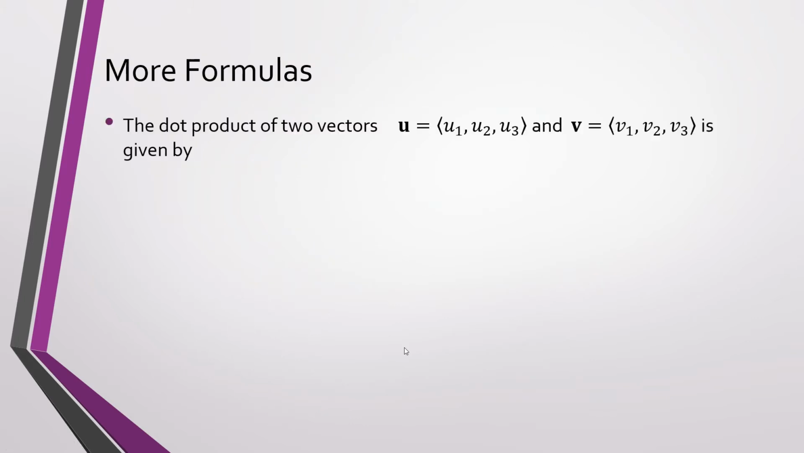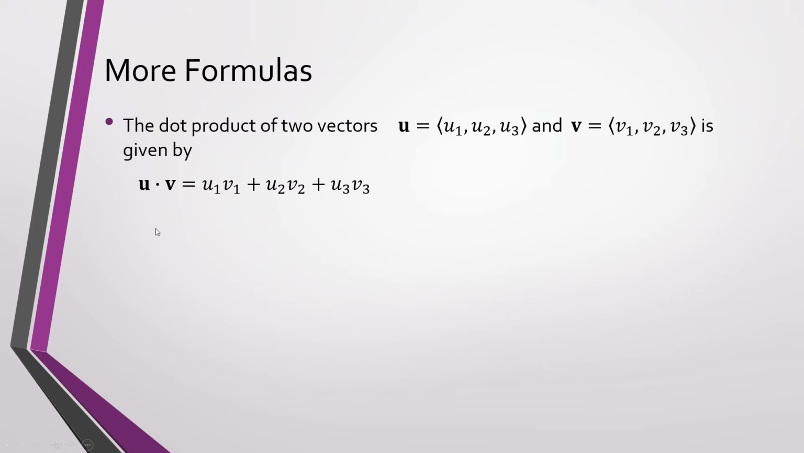All right, some more formulas for us. The dot product of two vectors: if vector u has components of u sub 1, u sub 2, u sub 3, and vector v has components of v sub 1, v sub 2, and v sub 3, the dot product is given by the formula.